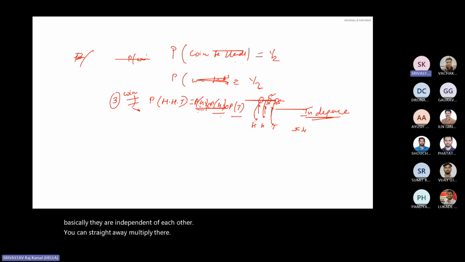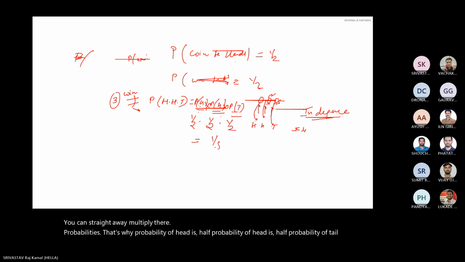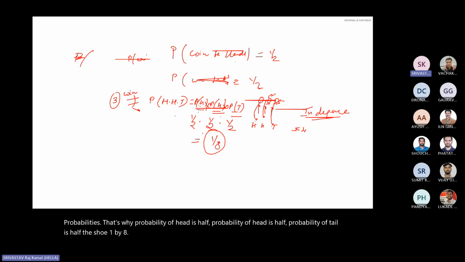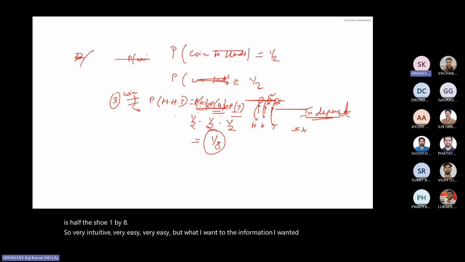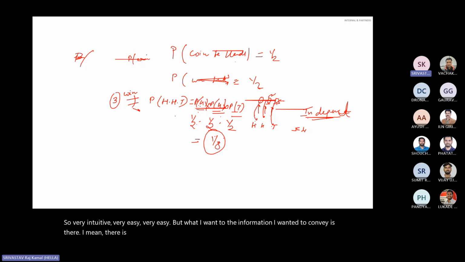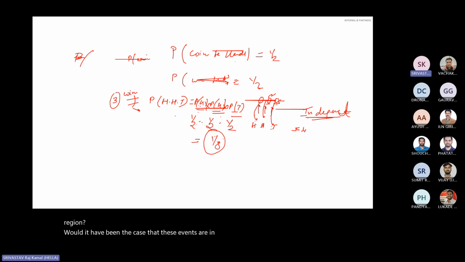That's why probability of head is half, probability of head is half, probability of tail is half, which gives 1 by 8. So very intuitive, very easy. But the information I wanted to convey is that there is a long proof behind why we can multiply it. We know we can multiply that, but why are we able to multiply that? Because of this reason. Had it been the case that these events were dependent on each other, you cannot multiply that, right?